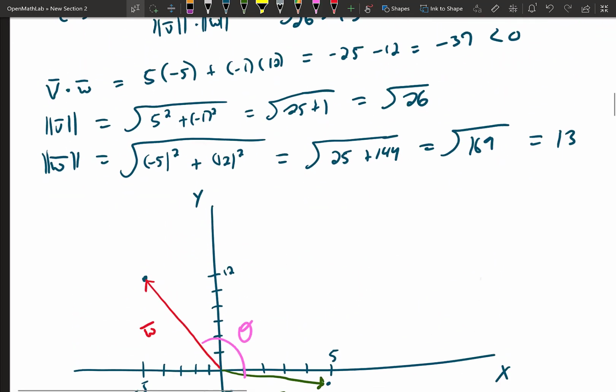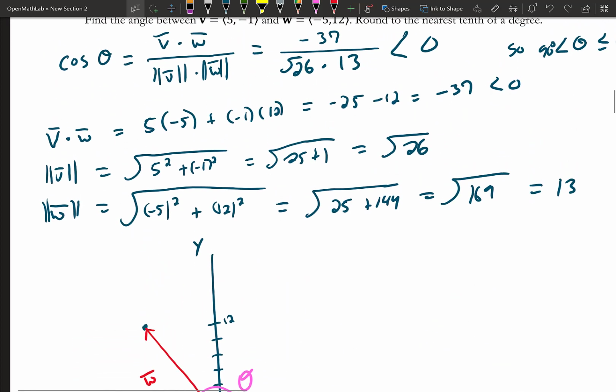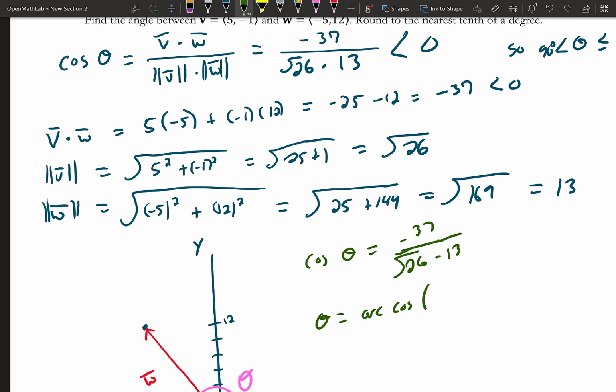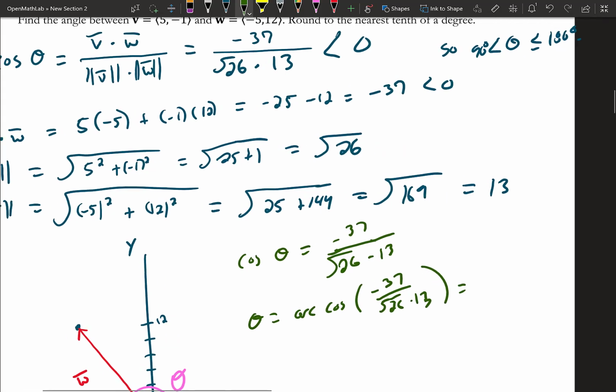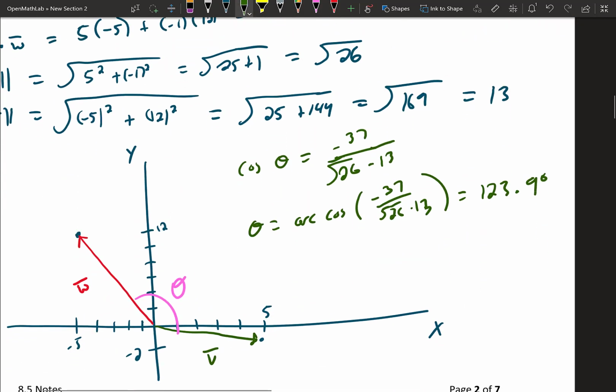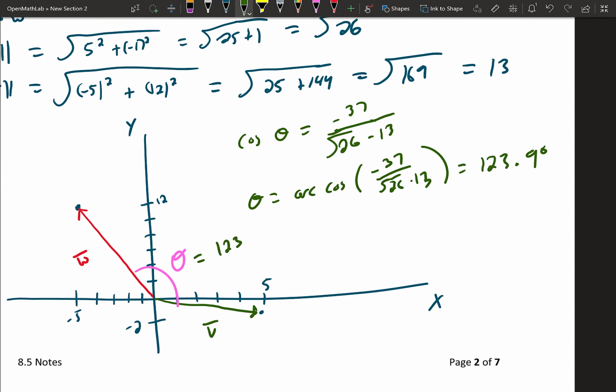So what we know is that cosine of theta equals negative 37 over radical 26 times 13. So theta is going to be equal to arc cosine of negative 37 over radical 26 times 13. Right, so you can plug that in your calculator, make sure you're in degree mode, and round to the nearest tenth, you get 123.9 degrees, right? So this guy is 123.9 degrees.